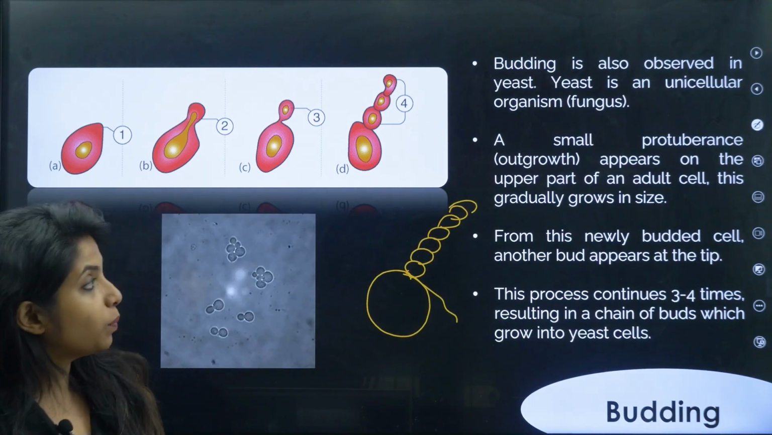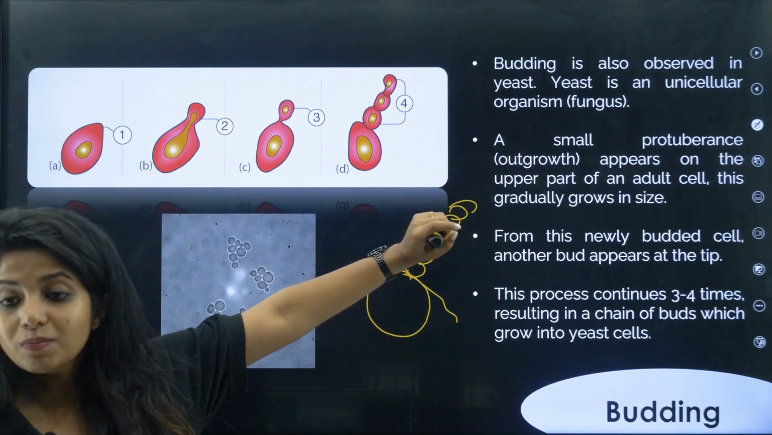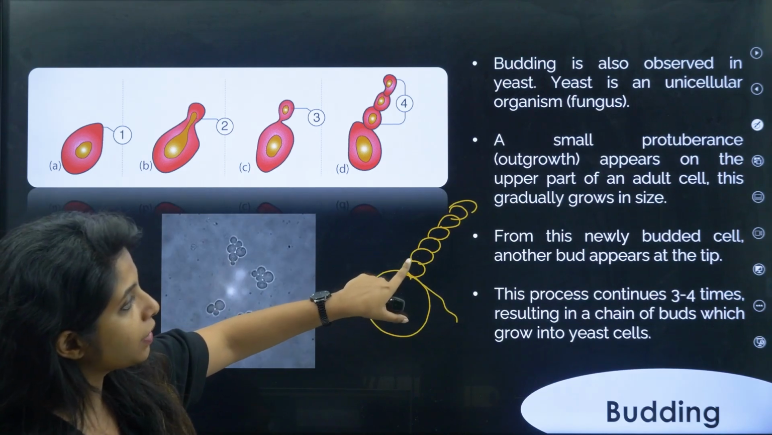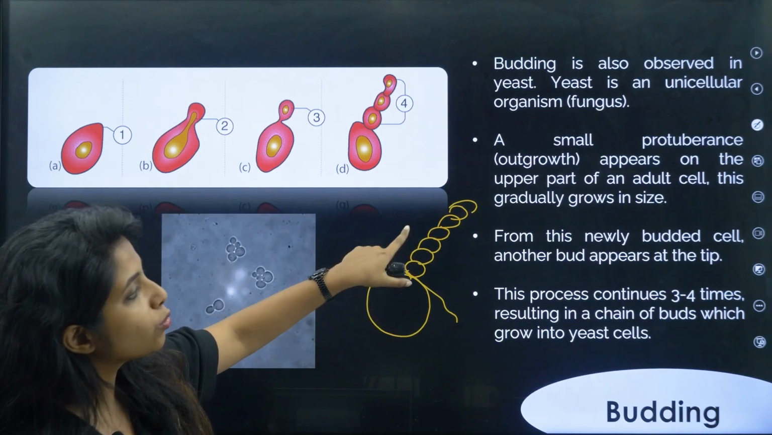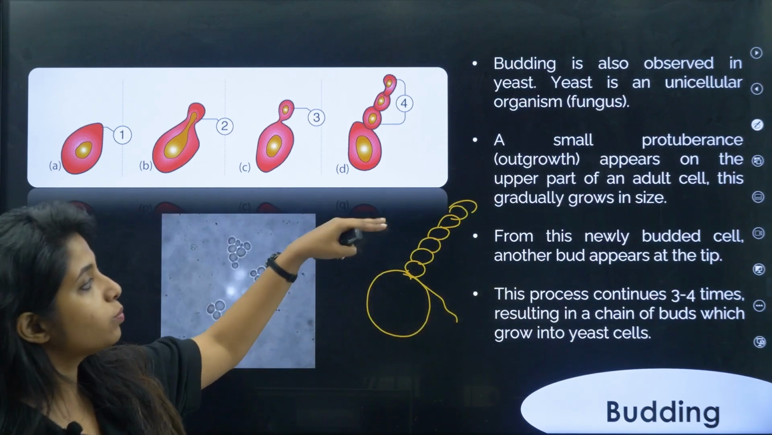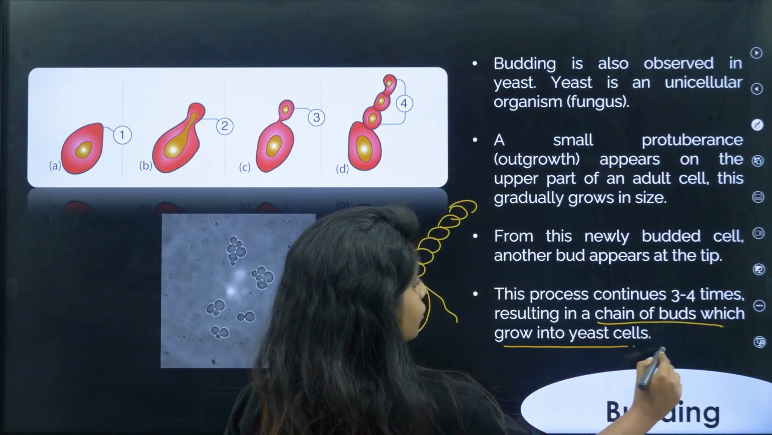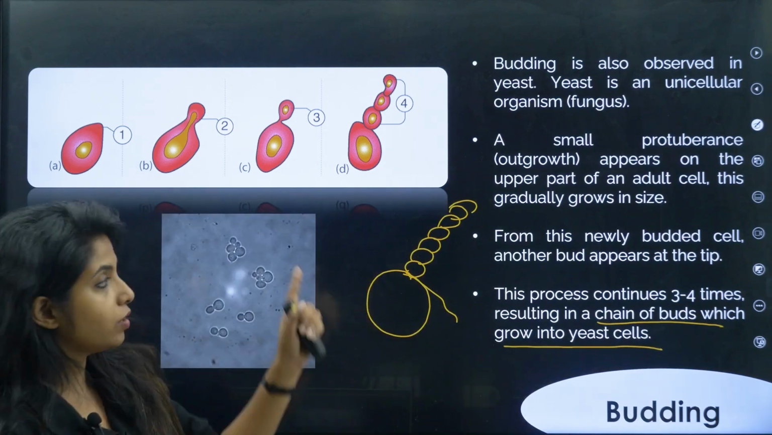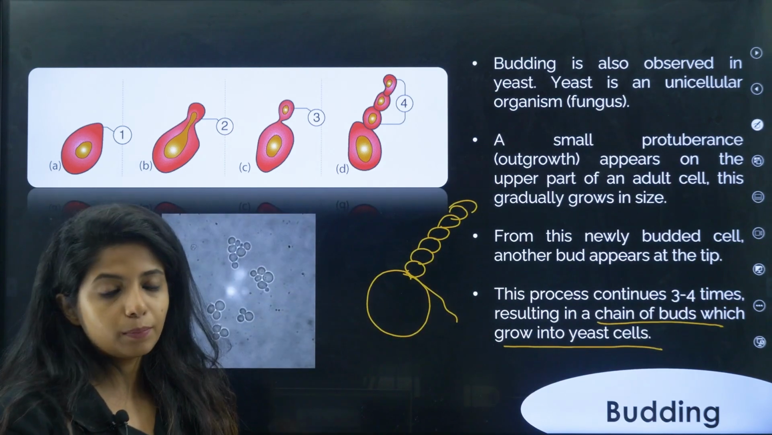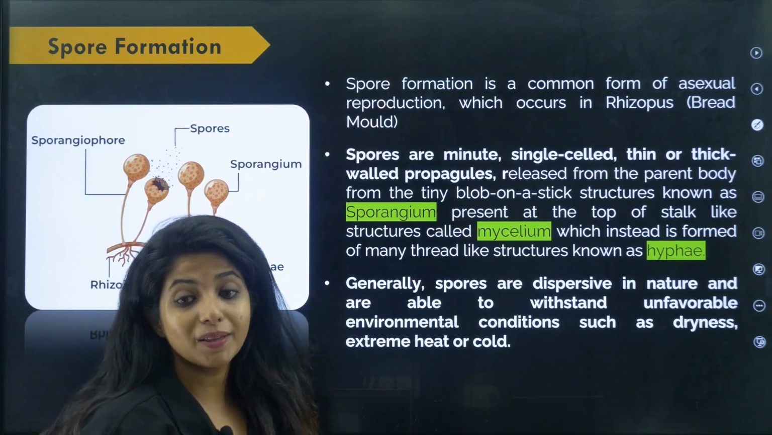So basically, budding is also observed in yeast. Yeast is a unicellular organism, that is a fungus. A small protuberance or outgrowth appears on the upper part of an adult cell. This gradually grows in size. From this newly budded cell, another bud appears at the tip. This process continues for 3 to 4 times, resulting in a chain of buds which grow into yeast cells later on, as you can see over here and here. So for budding, we have 2 different examples, yeast as well as Hydra. Going ahead, spore formation. This is something else now.